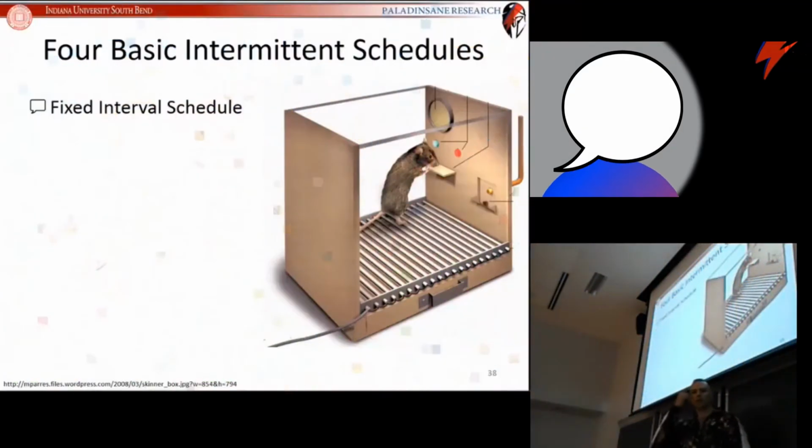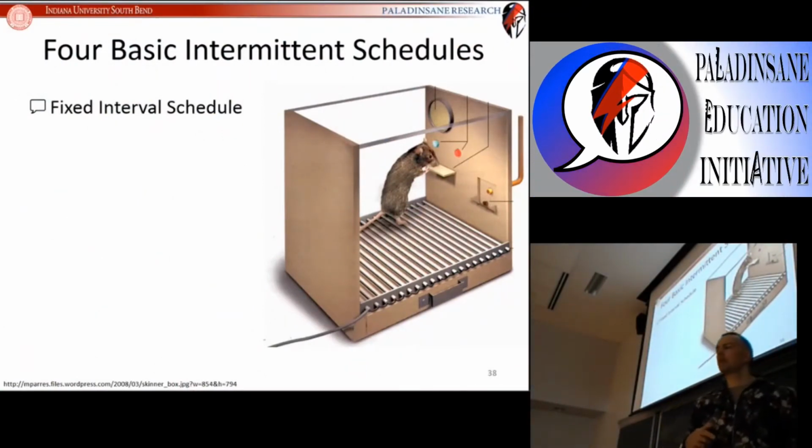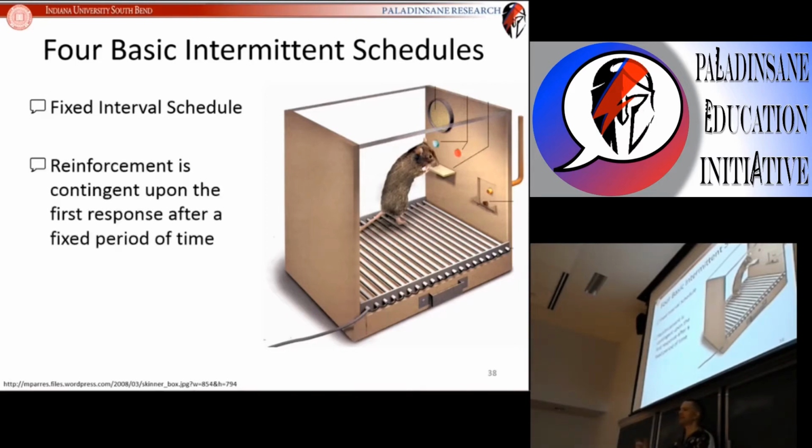All right, so those are the 2 ratio schedules of reinforcement. The next ones we're going to look at are the interval schedules of reinforcement. And the interval schedules of reinforcement, interestingly, only need 1 response to get reinforced. However, the interval part is that it has to occur after an interval has expired. So it's only the first response after an interval is expired that is rewarded or reinforced.